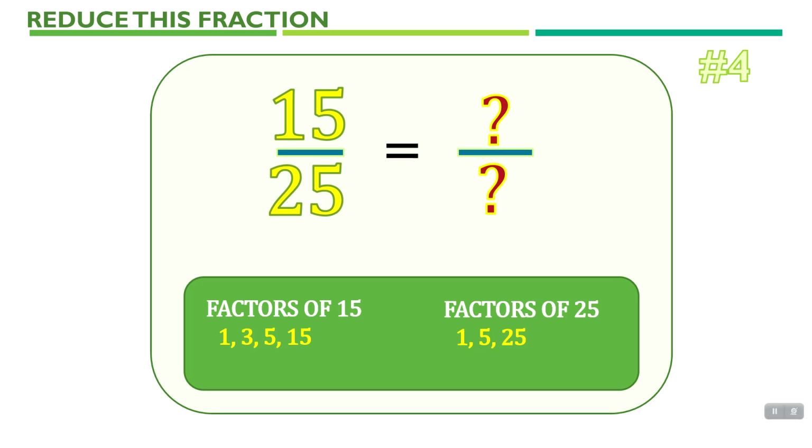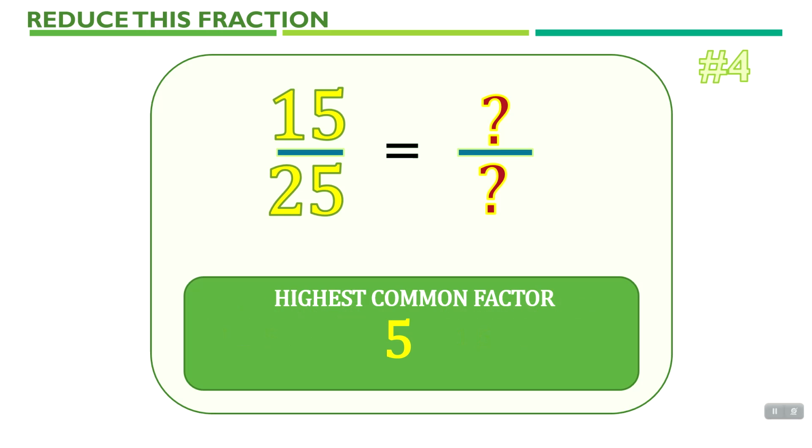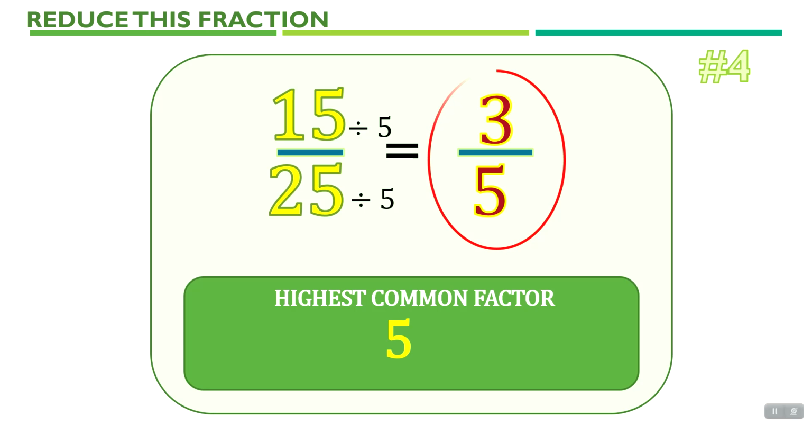Which numbers are the same? 1 will always be common to both numbers, and there is also 5 that is common. Which one is the highest? The number 5. And so 15 divided by 5 is 3. 25 divided by 5 is 5. And now 15 over 25 has been reduced to 3 over 5, and that is now in lowest terms.